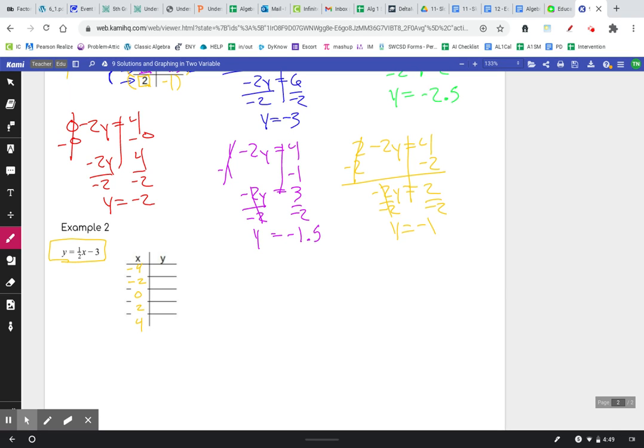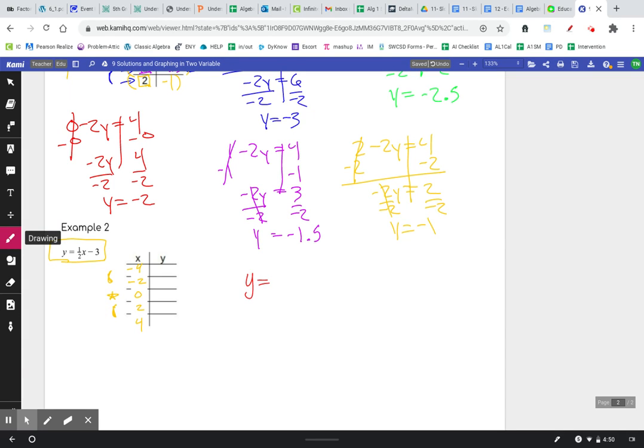Still small, still a couple negatives, still a couple positives, and still that nice, lovely 0. Okay, we're going to plug these in one at a time and see if we can produce 5 solutions to this equation here. So let's plug in that x value. Let's go back to red here again. All right, so I'm going to plug in -4 first.